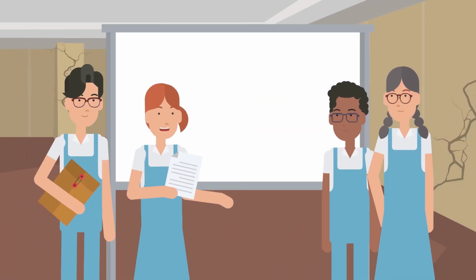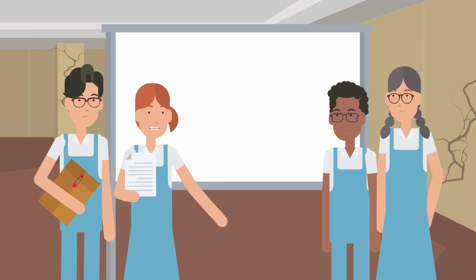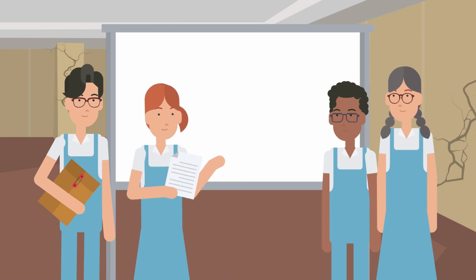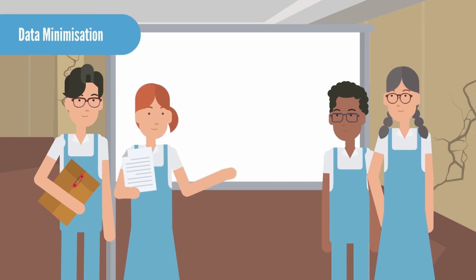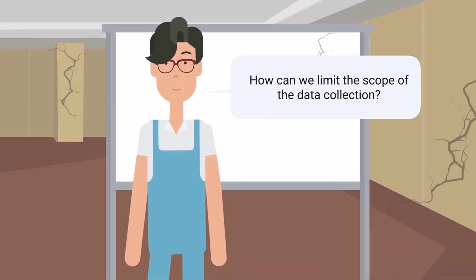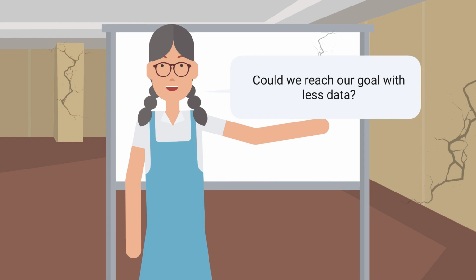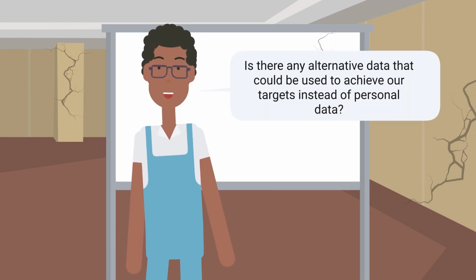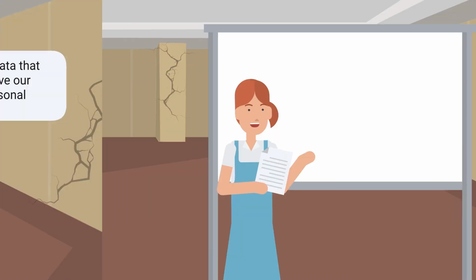The team then defines the minimum amount of data required to achieve the purpose of the program and meet reporting requirements, thus adhering to the General Data Protection Regulation principle on data minimization. They ask themselves the following questions. How can we limit the scope of the data collection? Could we reach our goal with less data? Is there any alternative data that could be used to achieve our targets instead of personal data?